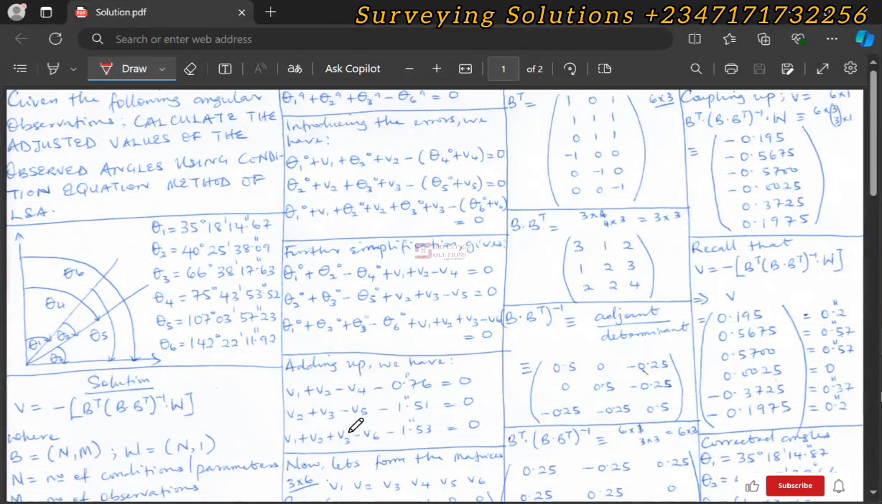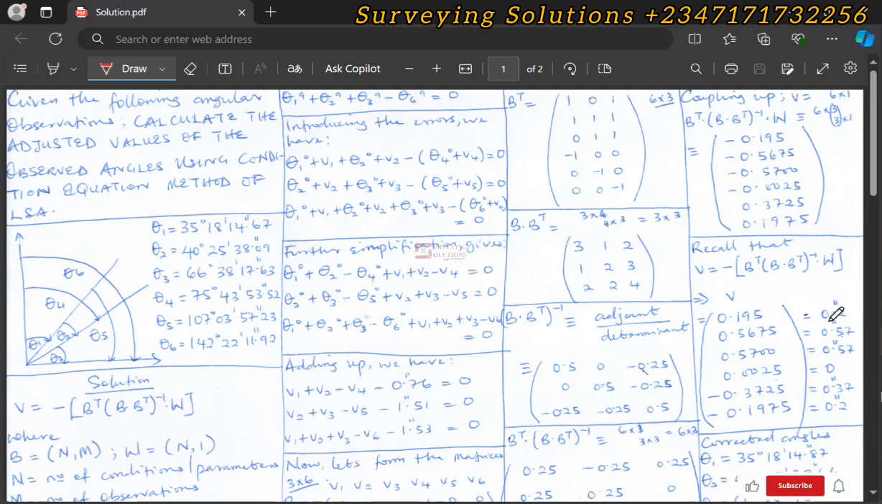The next part of it is that on your calculator you can have something like 0 degrees, 0 minute, 0.195 seconds, right? The reason being that we want to convert the values that we have here for our V to degree, minute and seconds, so that we can easily apply them to the observed angles, which are also in degree, minute and seconds. So if you say 0 degrees, 0 minute, 0.195 seconds on your calculator, it should give you this value.